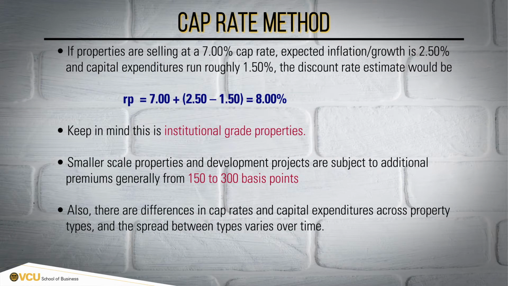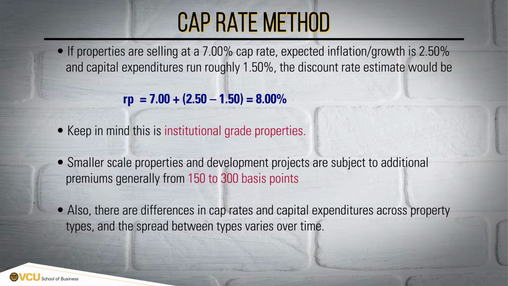So in this little example that I have here, current market says that cap rates are around 7%. We're looking at a 2.5% expected inflation year over year, and the capital expenditures, as I said, are going to run around 1.5%. So just incorporating that information, I have the 7%, I'm going to take the NOI growth and adjust it for CapEx. The NOI growth is based on our estimate of inflation for now. And I end up with a discount rate of 8% on a cap rate of 7%.